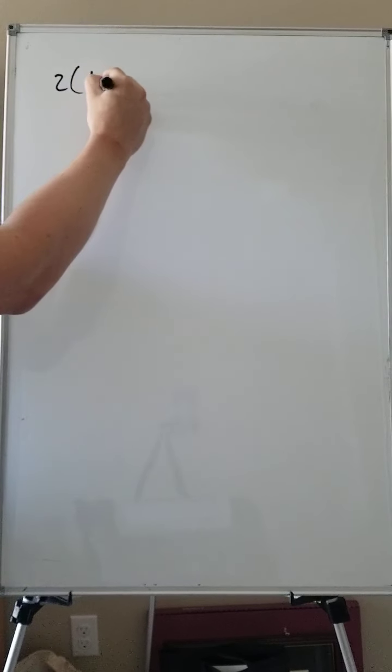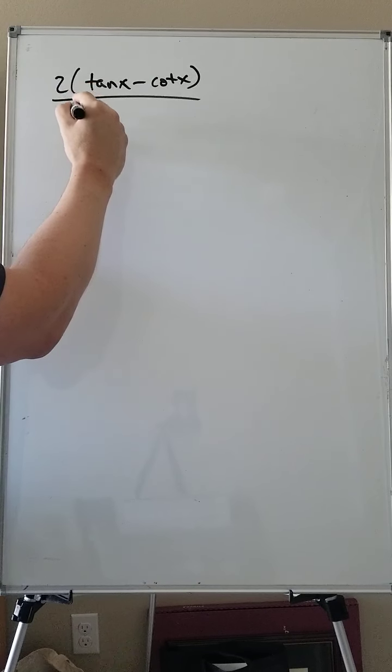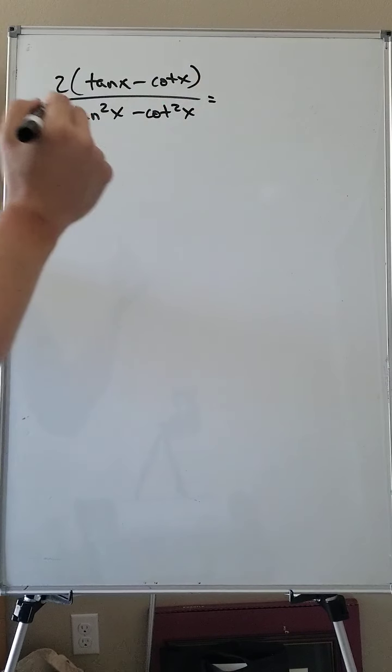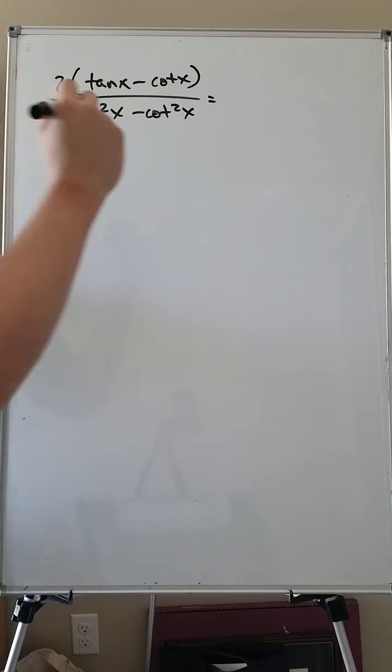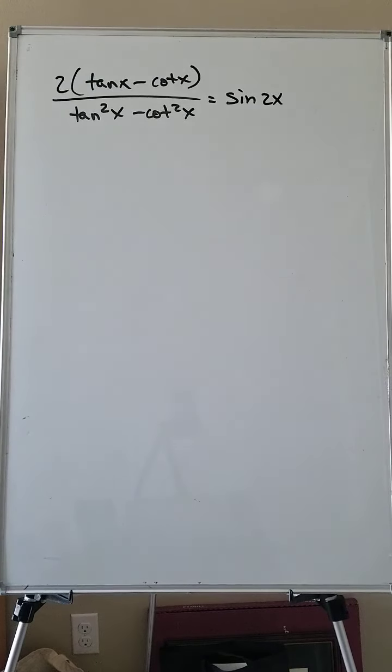I have 2 times tangent of x minus cotangent of x over tangent squared x minus cotangent squared x, and that's supposed to be equal to sine 2x. So I got to pick a side. The left-hand side obviously looks more complicated, therefore it's probably the side I'm going to work with.